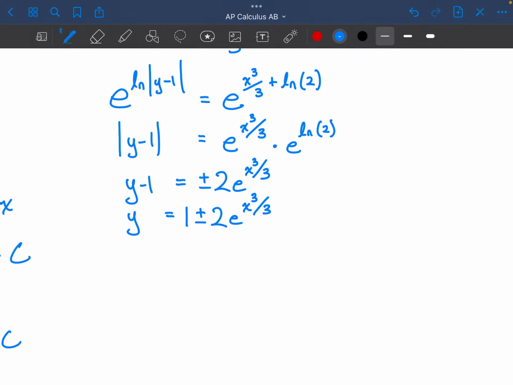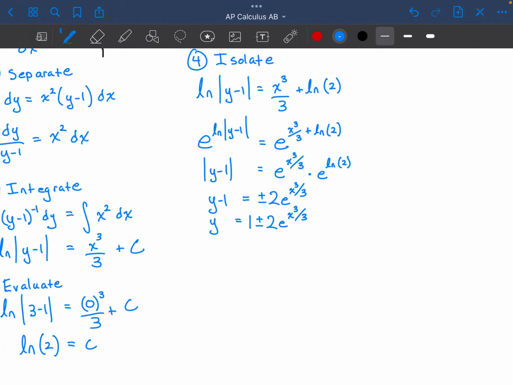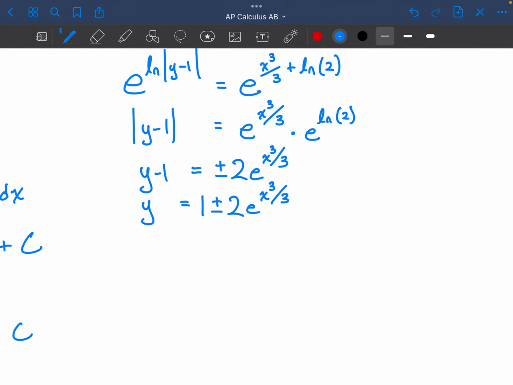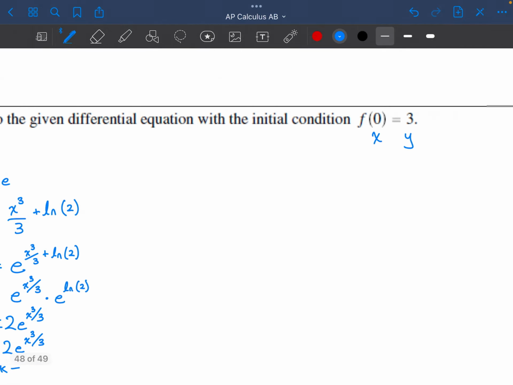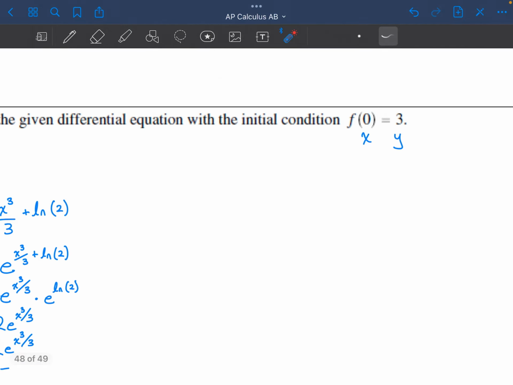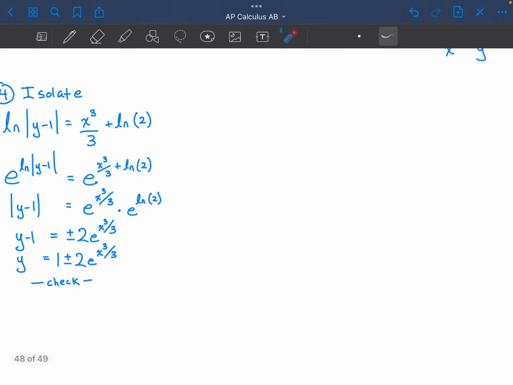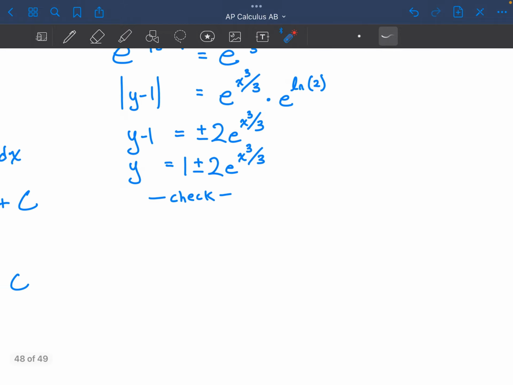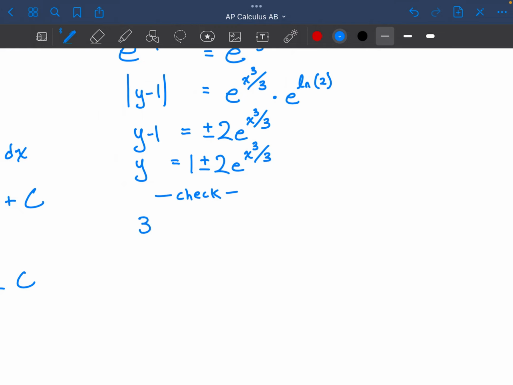All right, and you have to choose, is it plus or is it minus? And the easiest way to do that is to just check. So this is my step where I'm going to check to see if it's plus or minus. And the way that you do that, just plug in, again, x is equal to 0, y is equal to 3 to make sure you're on the right track. So on the right-hand side, y has to be equal to 3. I'll put parentheses, let myself sub that in: 1 plus or minus 2e to the power of 0 cubed over 3.